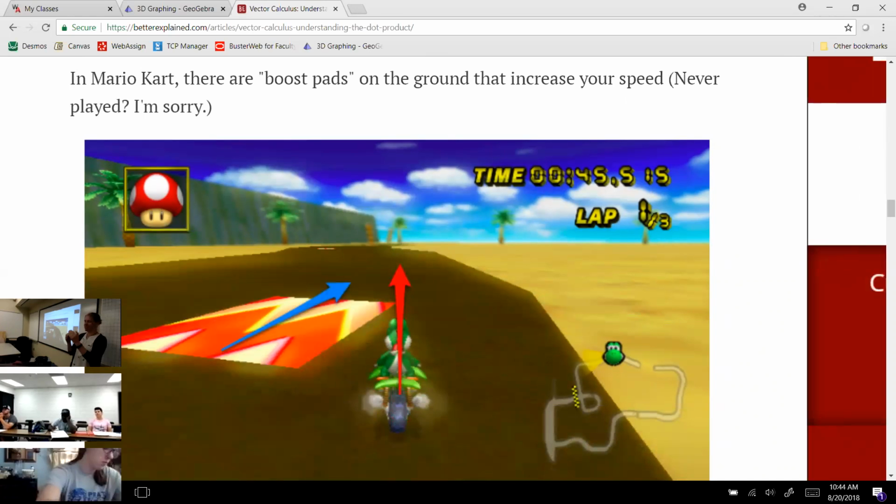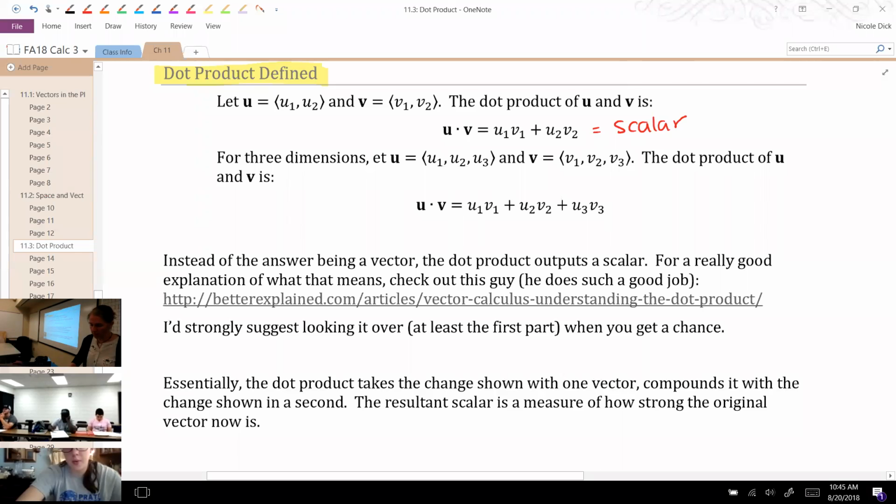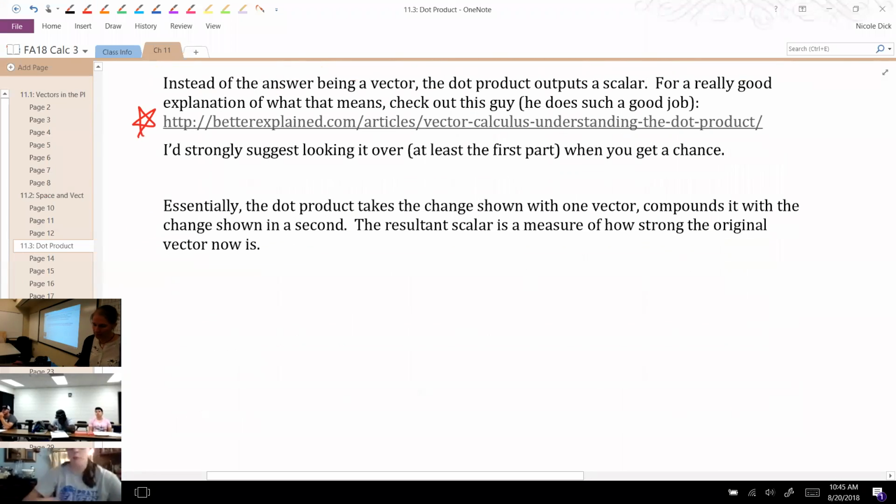But the dot product is going to give us a scalar. It's a measure of how much stronger this thing got if we multiplied it by the other one. Mathematically, it's going to be fairly straightforward and easy to work with. But I do suggest reading this page. He does a pretty good job with it. It's a measure of how much stronger the original vector is now that we've applied that second one to it.